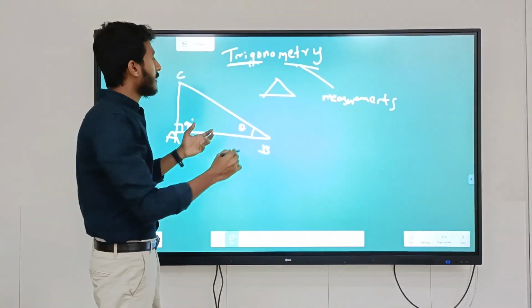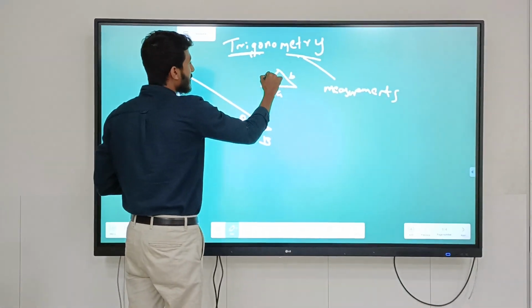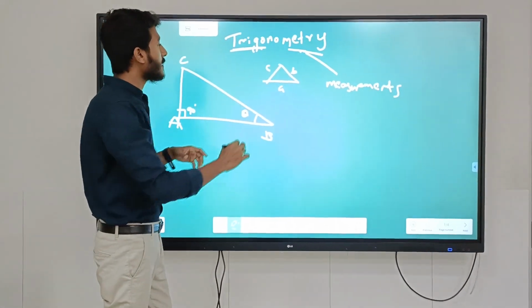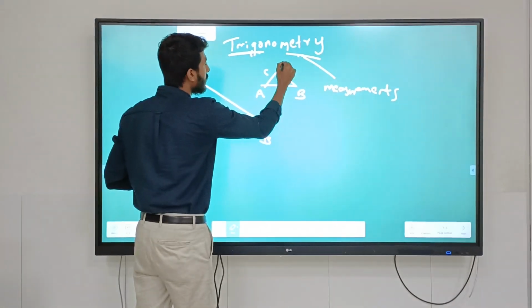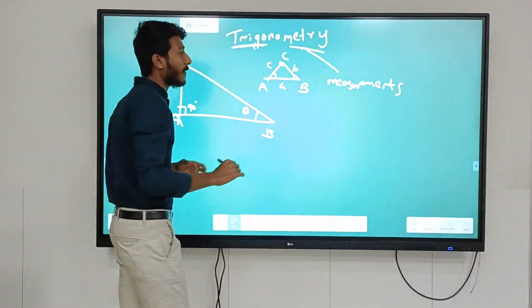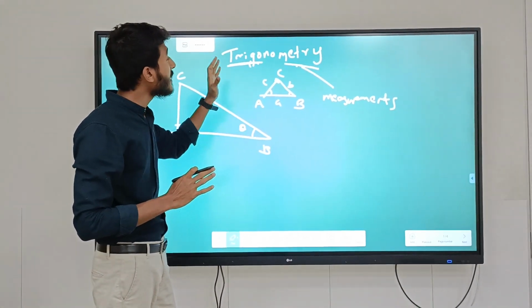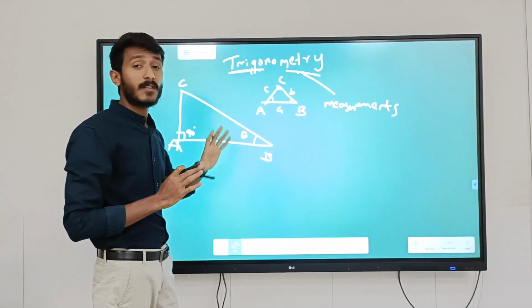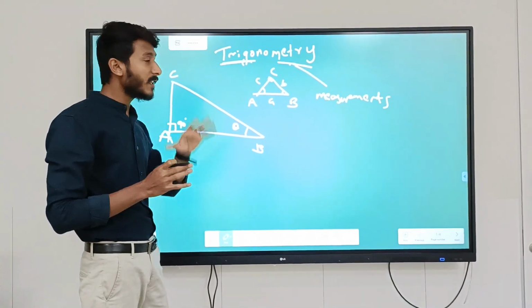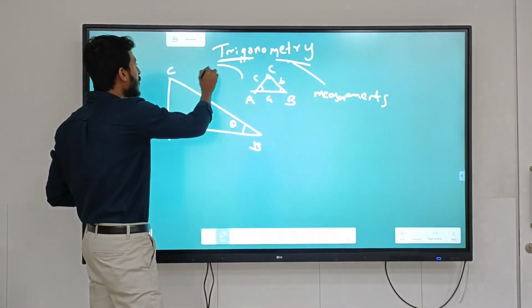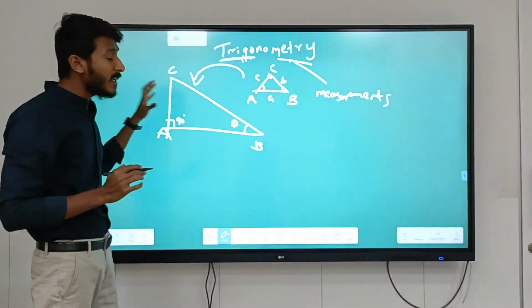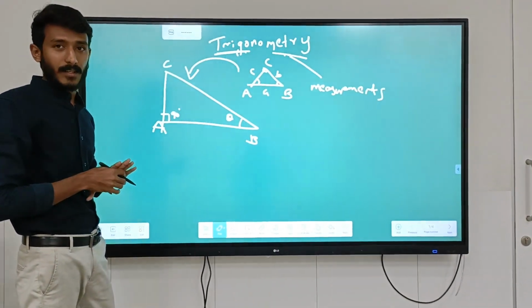What are the measurements? See, the sides A, B, C. At the same time, it deals with the angles, capital A, capital B, and capital C. It deals with the sides and the angles of triangles. But in the case of trigonometry, we only deal with right angle triangles.